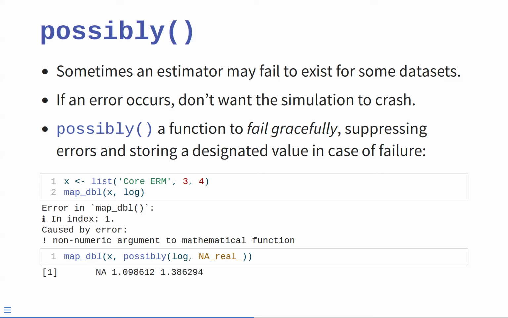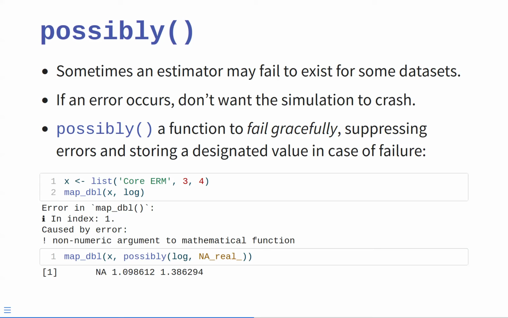So I'd like to show you how this works by creating a funny little vector here, or rather I should say list. So my list is x, and it has 3 elements. First is "core ERM", next is 3, and the next is 4. Lists can store heterogeneous types, so there's nothing wrong with this. I've got character, and then I've got numeric data.